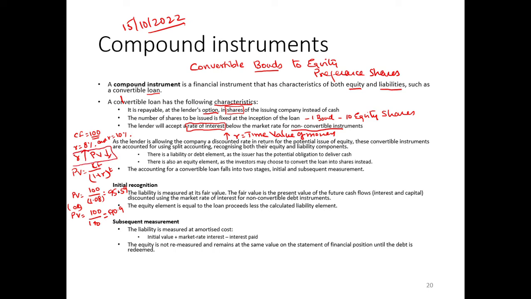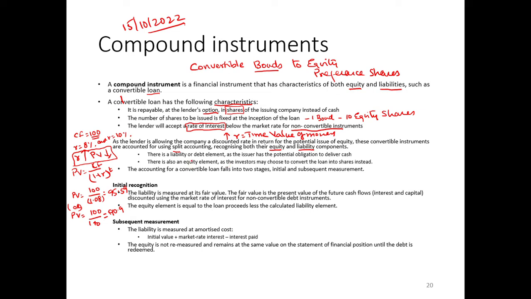Now you should not assume that if I'm getting 10% or 15%, I'm getting more returns. No, it is not like that. If the rate is 15%, the value will be less. Just keep that much in mind. We'll work it out. These convertible bonds are accounted for with split accounting, which means they are divided into the form of equity and the form of liability.